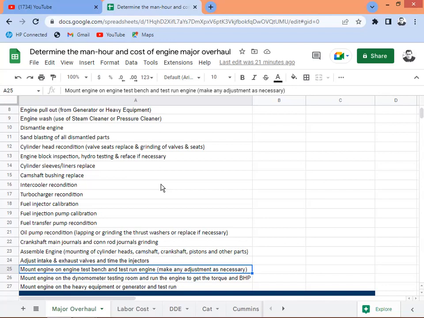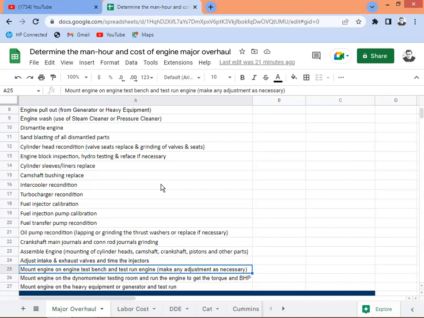Then the mechanic is now going to mount the engine on the dynamometer testing room. So he's going to couple the engine to the dynamometer. There's also an overhead crane available, so there'll be no problem for the mechanic to do it.